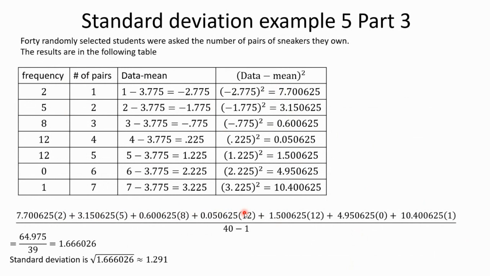And once you do that, you divide by, remember there's 40 data values, but it's sample data. So we're going to divide by 1 less than that, and we get 39. So this is what we have. This is the sample variance, and this is the standard deviation. This is what we get here.